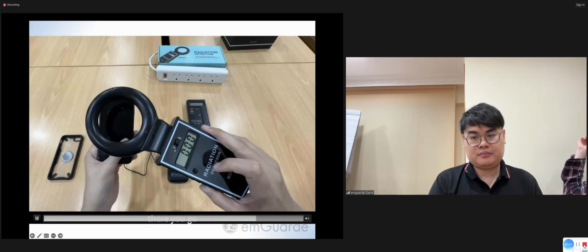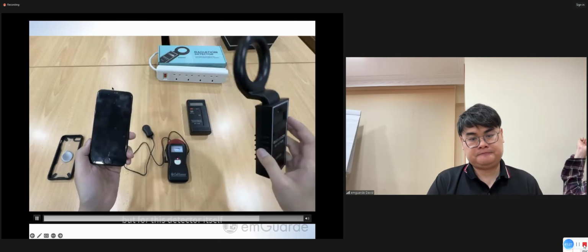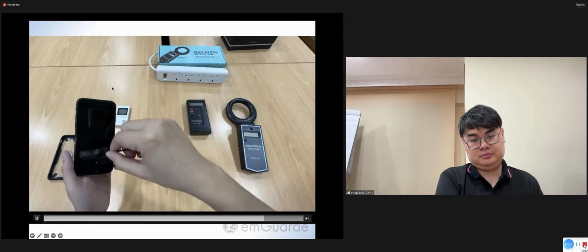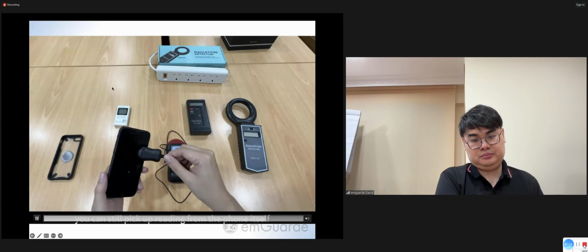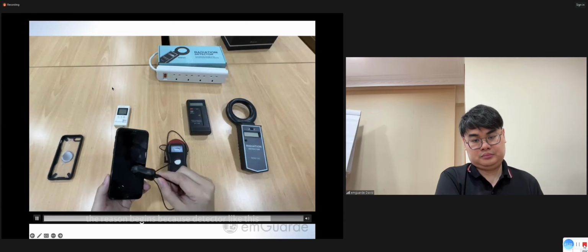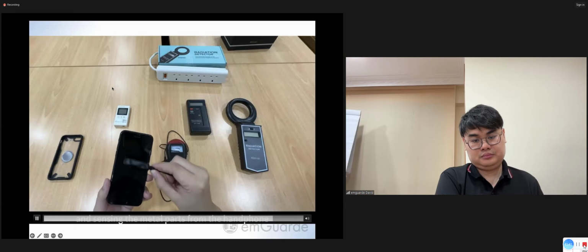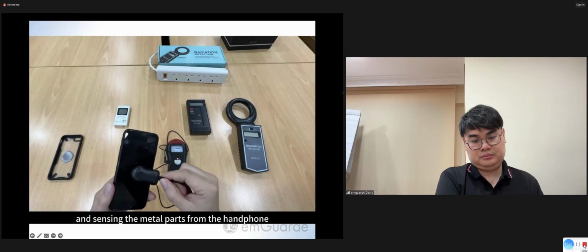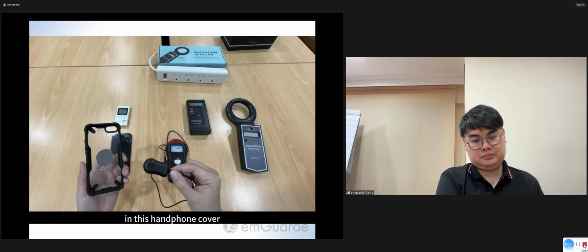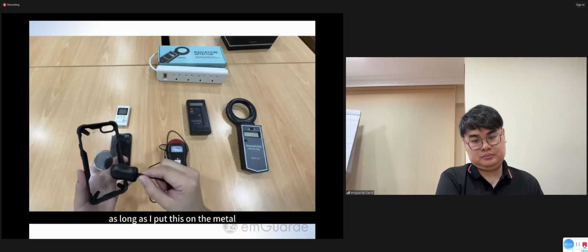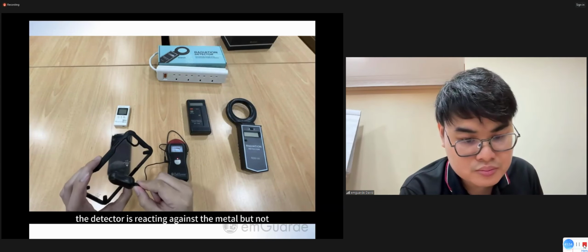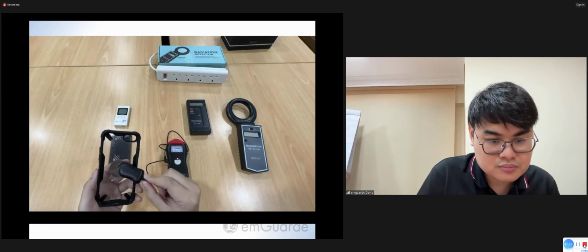Okay, there you go. Alright, now, but for this detector itself, although the phone's already been shut off, you can still pick up reading from the phone itself. The reason being is because detectors like this are actually picking up and sensing the metal parts from the handphone. For example, now in this handphone cover, there is one metal piece over here. As long as I put this into the metal, the detector is reacting against the metal but not the radiation. Okay? Alright.